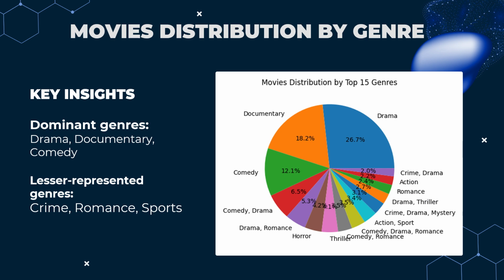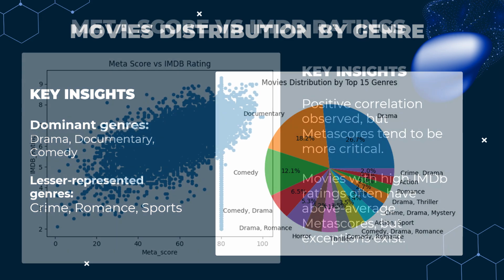Movie distribution by genre. An analysis of genre distribution revealed that drama, documentary, and comedy are the dominant genres. In contrast, lesser represented genres include crime, romance, and sports. This distribution reflects a preference for genres with broad audience appeal, while niche genres tend to receive less representation.